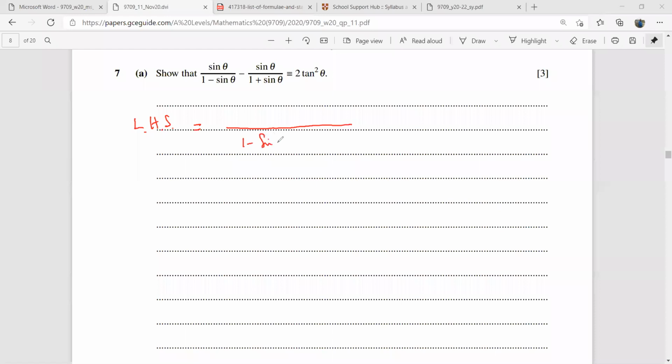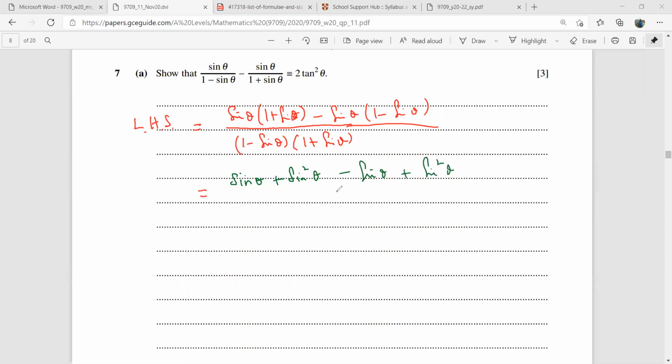Directly, 1 minus sine theta into 1 plus sine theta. And this is your sine theta times 1 plus sine theta. And this one is your minus sine theta into 1 minus sine theta. Without making any silly mistake, you should complete this task. Plus sine square theta minus sine theta plus sine square theta over 1 minus sine square theta.